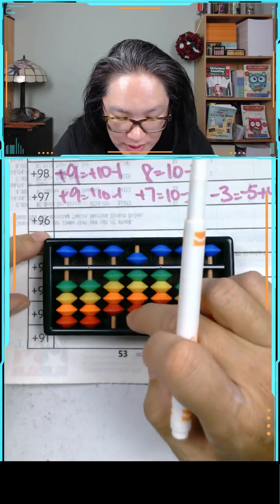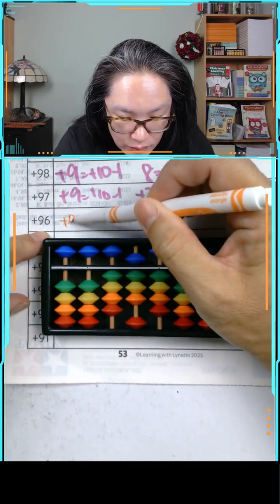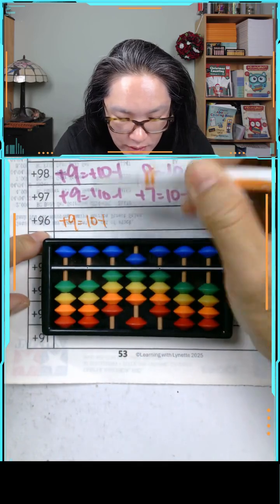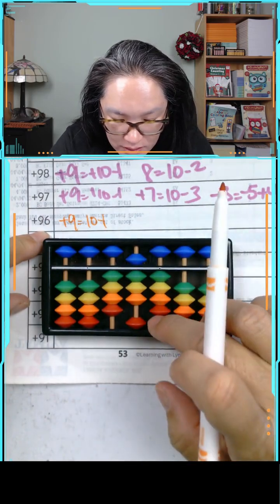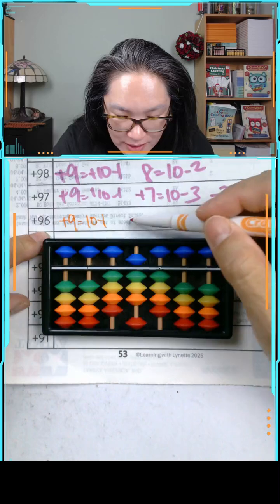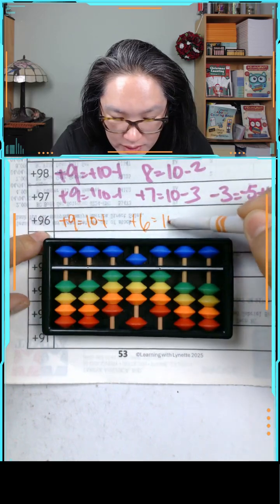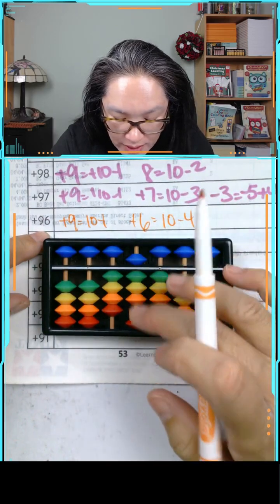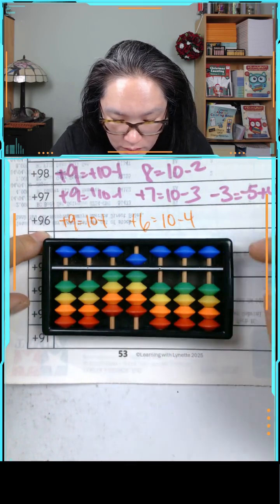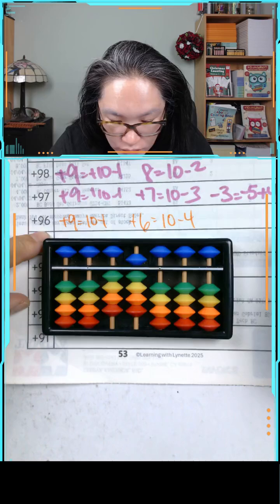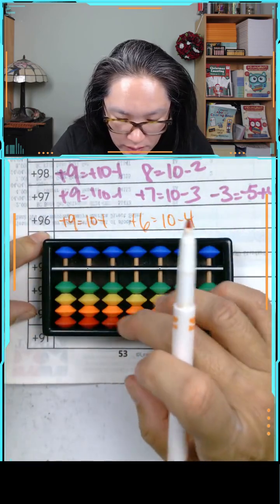To add the 9, it is plus the 10 minus the 1. So we're going to do plus the 10 minus the 1. And then we're going to do plus the 6. Plus the 6 is what? To add the 6, I want to plus the 10 minus 4. So plus the 10 minus the 4. So my final answer is that's wrong. So let's do that again.